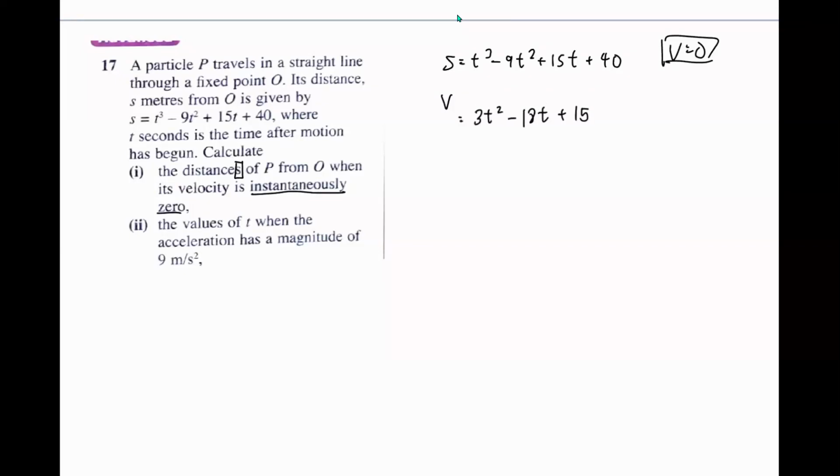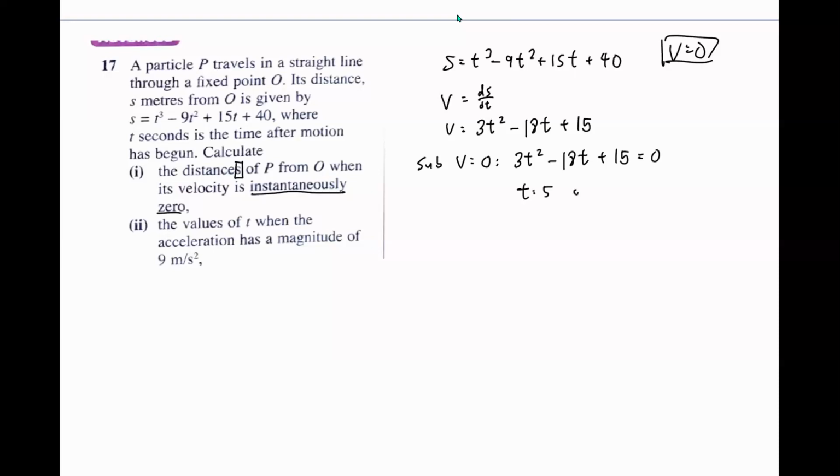Okay, maybe I add one more line to remind ourselves we are differentiating s. Then you just have to sub v equal to 0. So we end up with this equals 0. From there, you solve for t. Let's see what it is. 3 minus 18 plus 15. You end up with t equals 5 or t equals 1. So there are two different t values. We make the small one on the left side, big one on the right side. Make it look nice, like t equal to 1, t equal to 5.